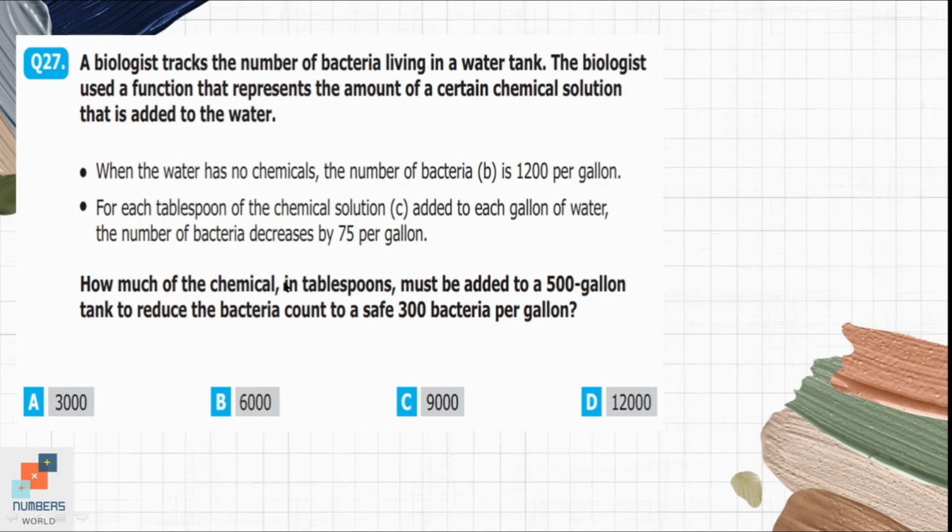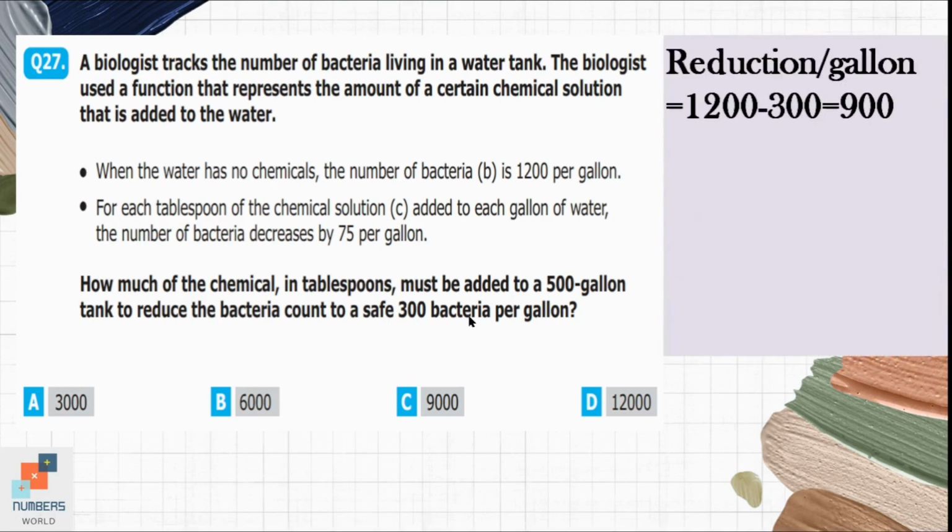How much of the chemical in tablespoons must be added to a 500-gallon tank to reduce the bacteria count to a safe 300 bacteria per gallon? It is given in the question that there are 1200 bacteria per gallon and the safe count is 300 bacteria per gallon. So we will subtract the safe count from the total, that is equal to 900. It means that we have to decrease 900 bacteria per gallon.